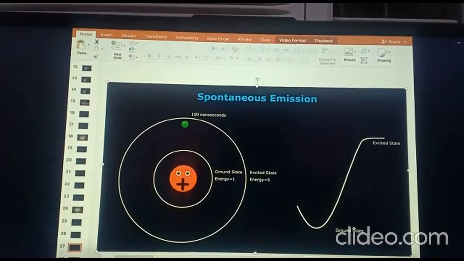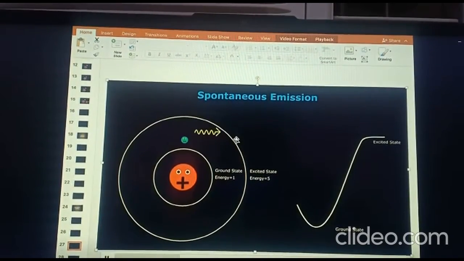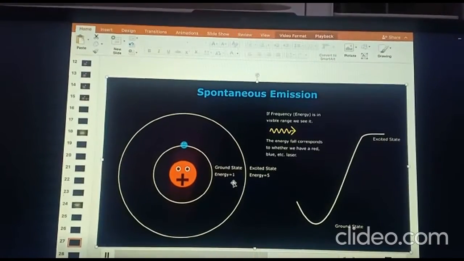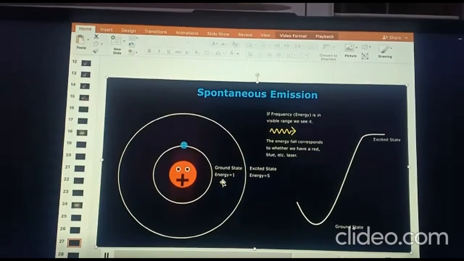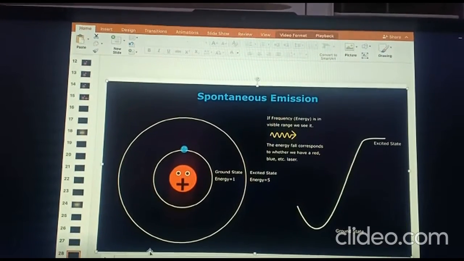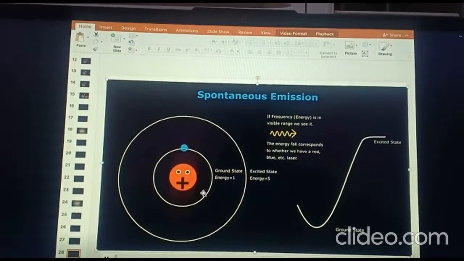Let's have a look once again. It's coming down to the ground state, releasing an amount of energy. Emission is taking place, emitting an amount of energy. If the frequency of that energy is in the visible range, we see it. The energy released corresponds to whether we have red, blue, etc.